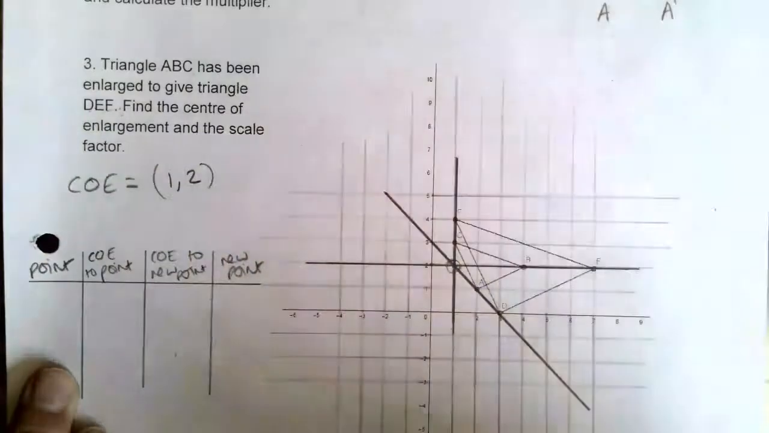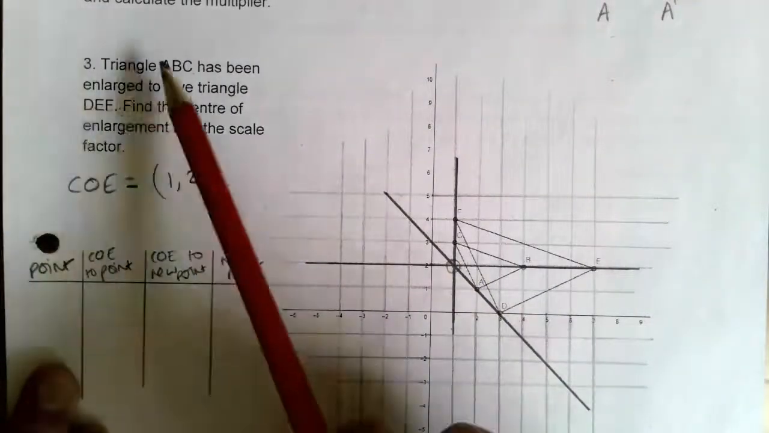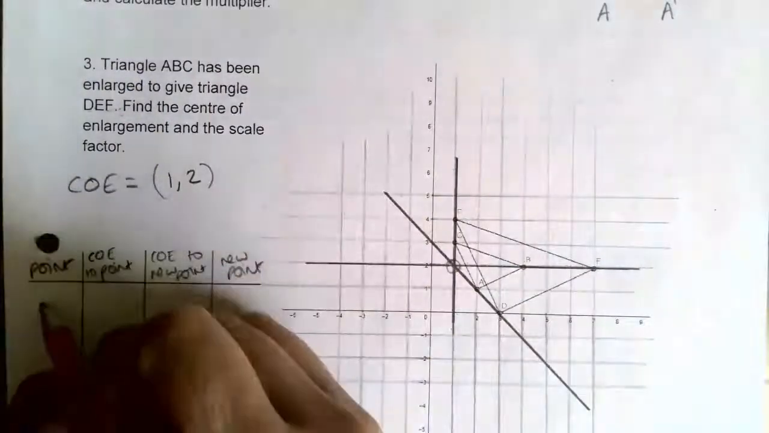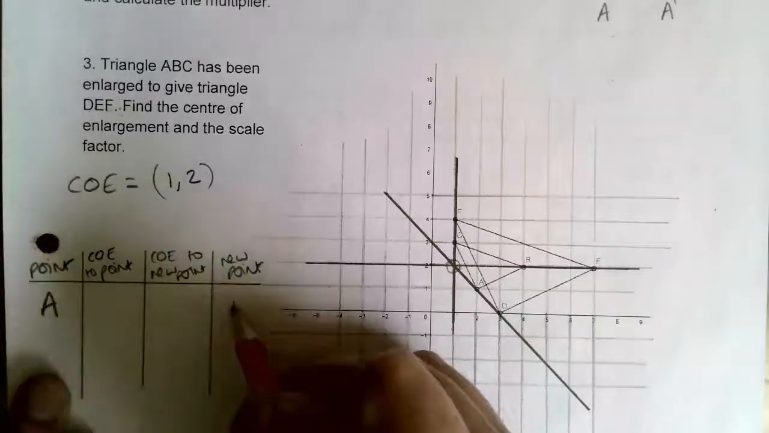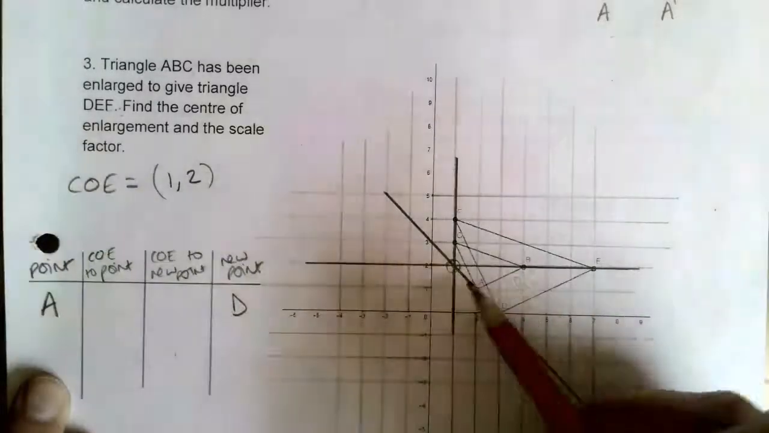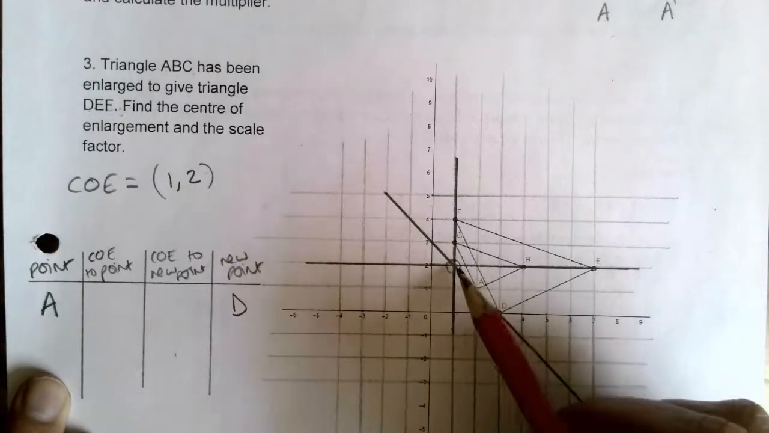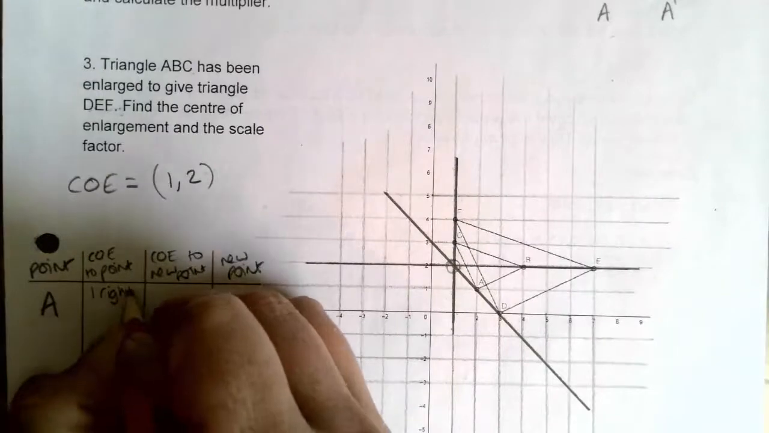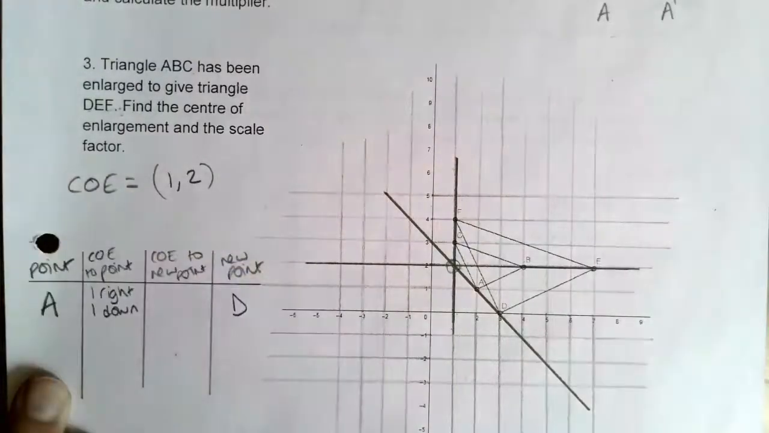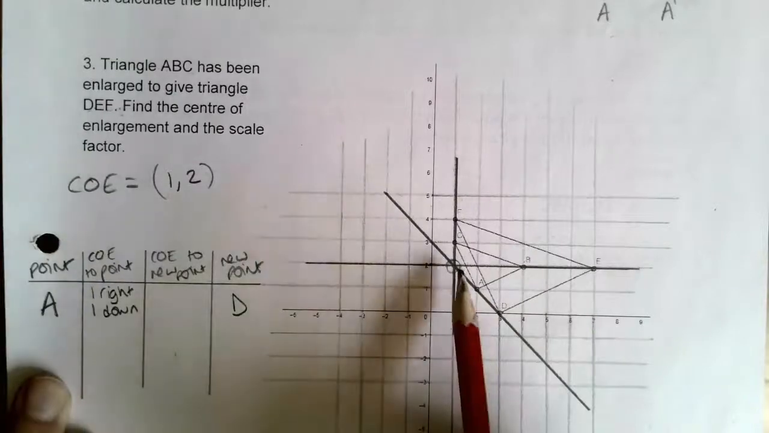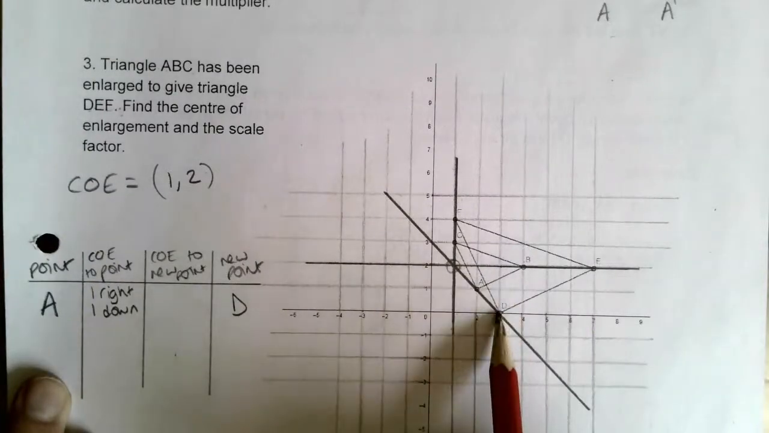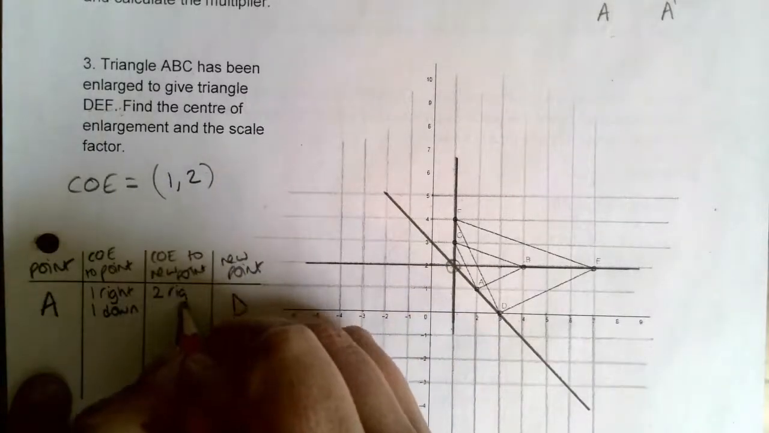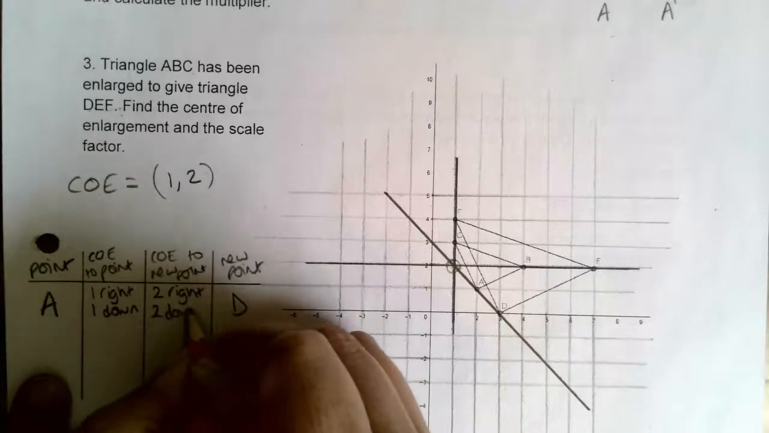Now you only have to do this for one set of corresponding points or vertices. Honestly, it does not matter. Let's just do the first one. So A and D. Our first point is A, and the new version of that is D. So from the centre of enlargement to the point A is one to the right, one down. Centre of enlargement to the new point is 2 to the right and 2 down. So from here to here is 2 right and 2 down.